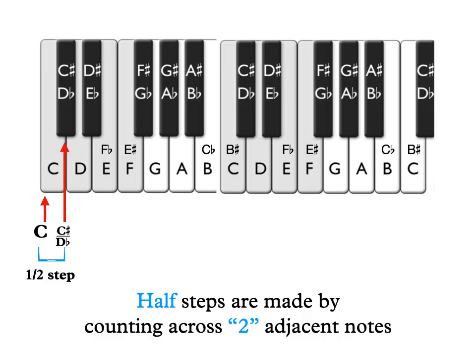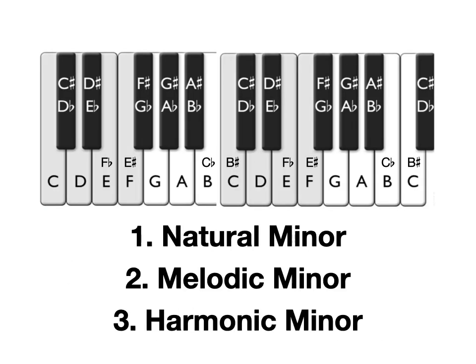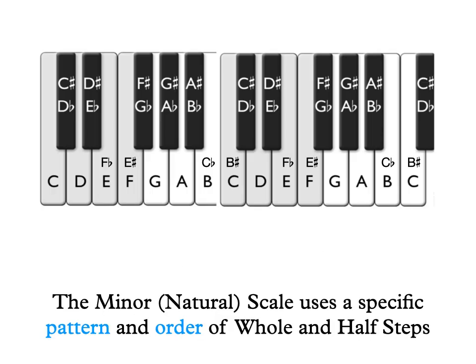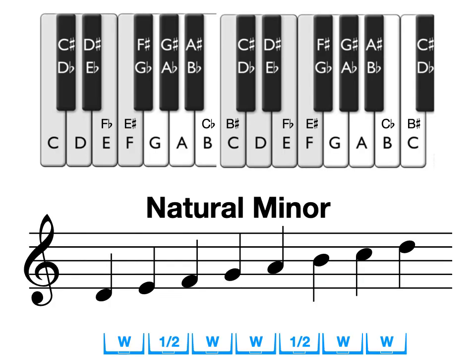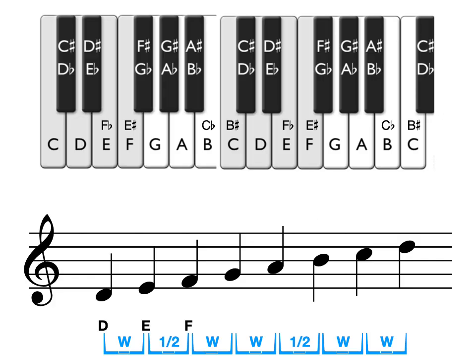There are 3 forms of minor: natural, melodic, and harmonic. We will start with the natural minor, which has a specific pattern. That pattern is a whole step, half step, whole step, half step, whole step, and whole step. Okay, so let's build a natural minor scale starting with D. So we go D, E, F, G, A, B, C, and D.